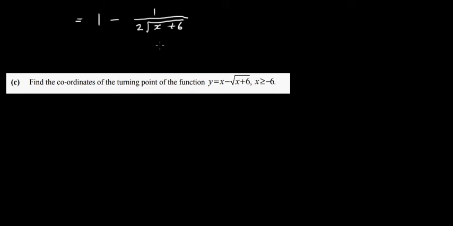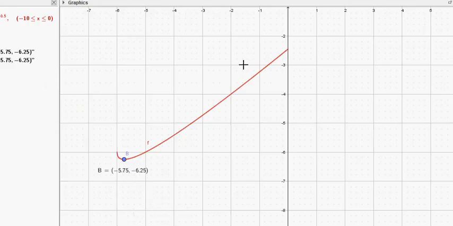1 minus 1 over 2 times the square root of x plus 6 is what we got when we differentiated the function. That really gives us the slope of any tangent to the function at any point x. Now, at a turning point, the slope of the tangent will be 0. So this is what our function will actually look like here. I've drawn it here, and I've just put in the turning point here. Using this particular program, I know it's going to be minus 5 3/4, minus 6 1/4. So our tangent, you can imagine a tangent along here, will have 0 slope.